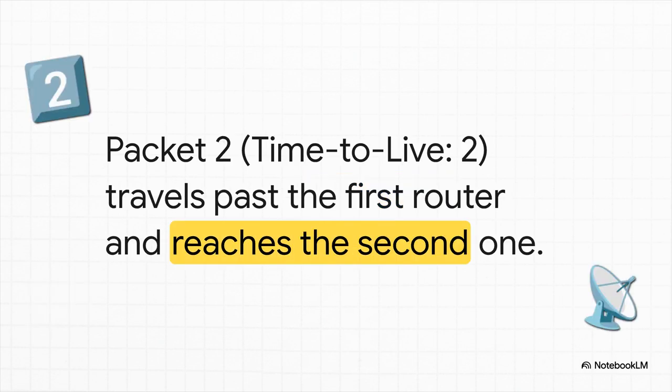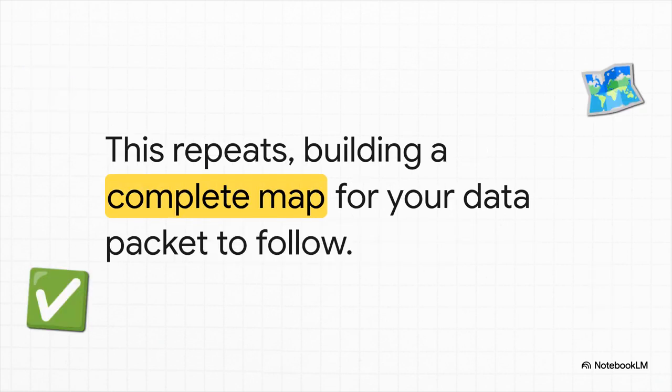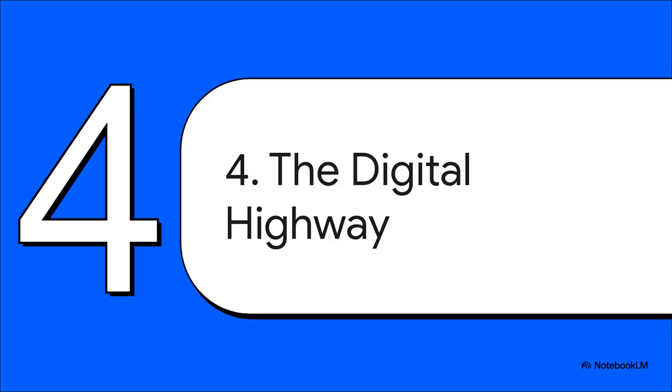Then it sends another scout, this time with a TTL of 2. This one zips past the first router and reports back from the second router in the chain. And this process just keeps repeating, increasing the hop count by 1 each time. And in a flash, it builds a complete step-by-step map of routers all the way to the destination server. Now, your actual data knows the exact path to take. It's brilliant. All right, the path is mapped. The packet is addressed. Now for the main event, the journey across the digital highway of the internet itself.